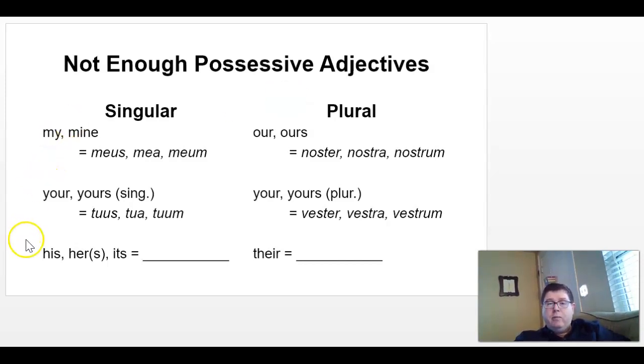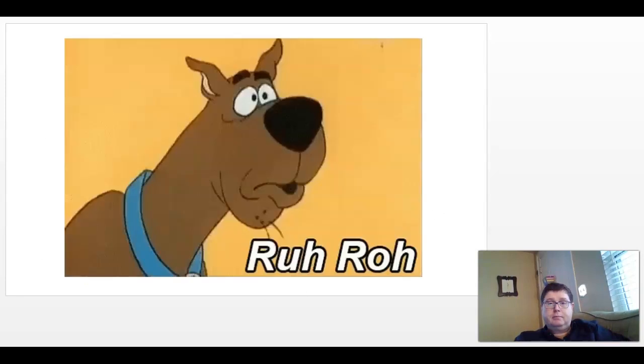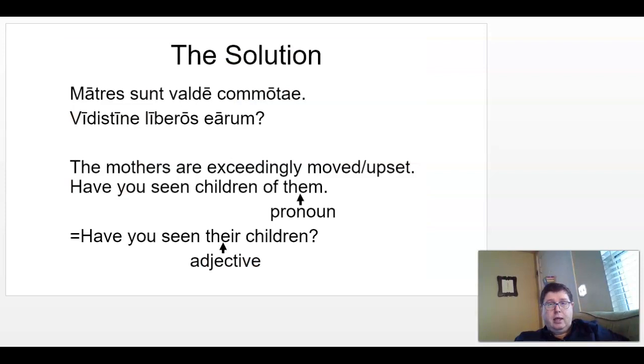But if you put your attention down here, you'll notice that there's no Latin adjective that corresponds to his, her, its, or their. Yeah, there's a problem, Scoob. So we need to think about a solution because we still have to express those ideas. Like, I saw her house. His dog is barking.